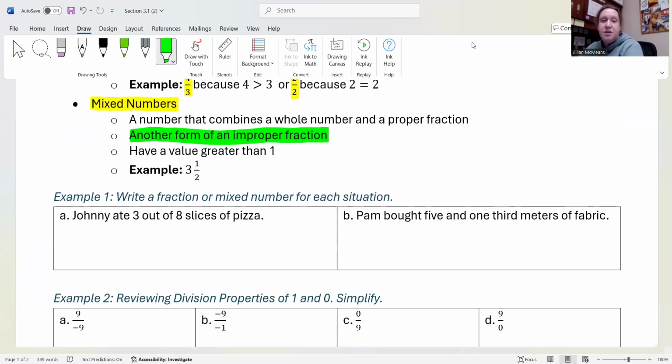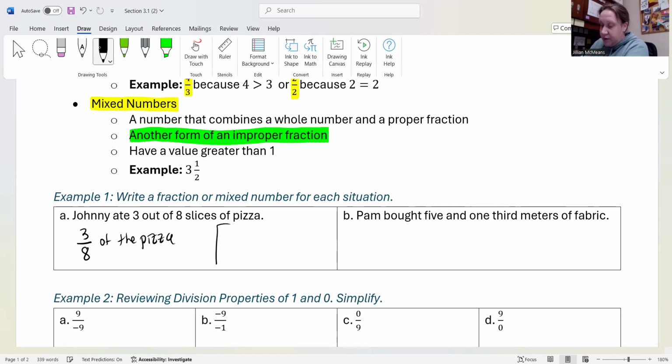So for example 1, it says write a fraction or mixed number for each situation. So for part A, it says Johnny ate 3 out of 8 slices of pizza. Okay, so we have this one pizza. It's split into 8 equal size slices. Johnny took 3 of those. What fraction of the pizza did Johnny eat? Well, Johnny ate 3/8 of the pizza.